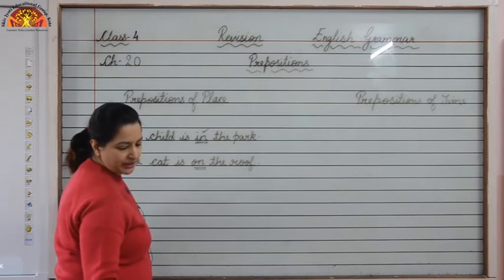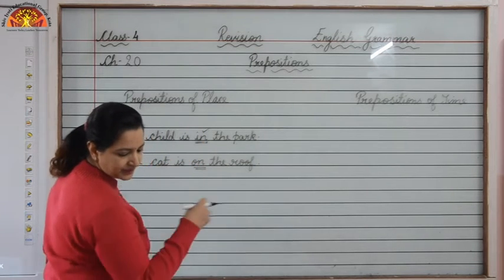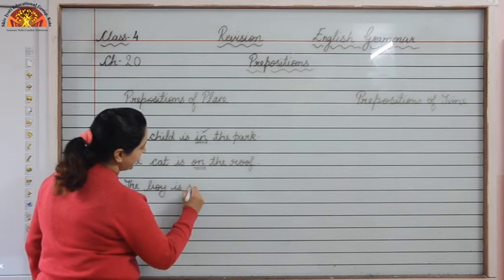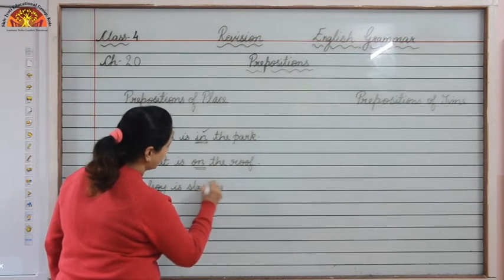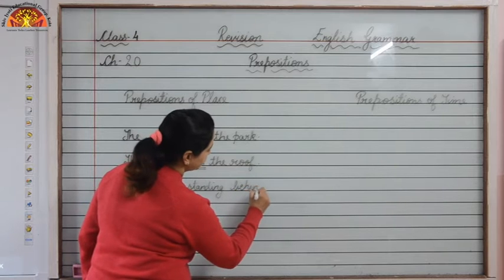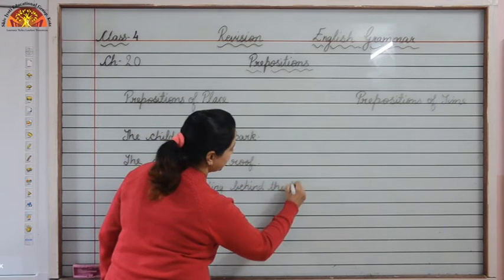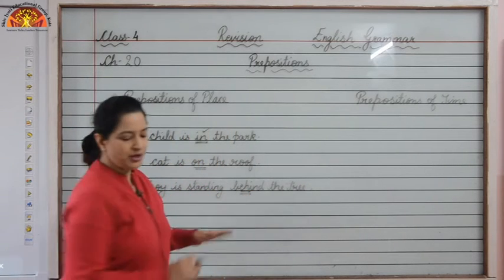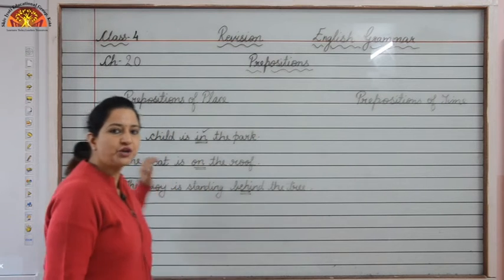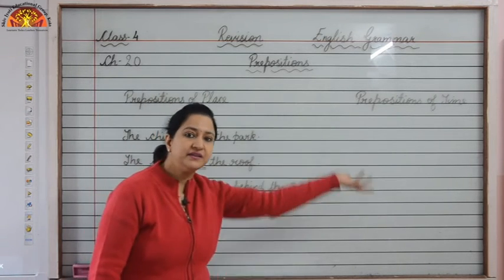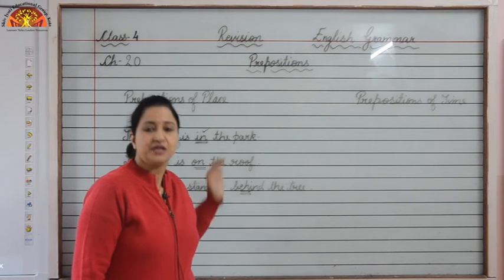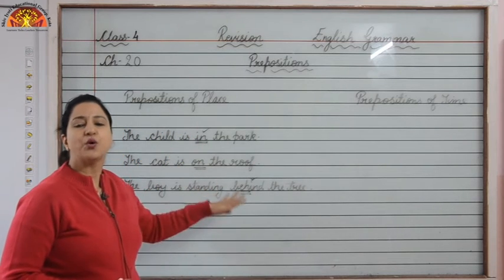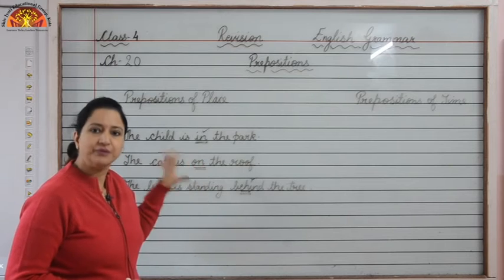Now I am going to give you one more example. The boy is standing behind the tree. Now in this sentence, behind is the preposition because it is telling us the position of the boy. Where is the boy standing? Behind the tree. So preposition of place denotes the position of the noun or pronoun in the sentence.